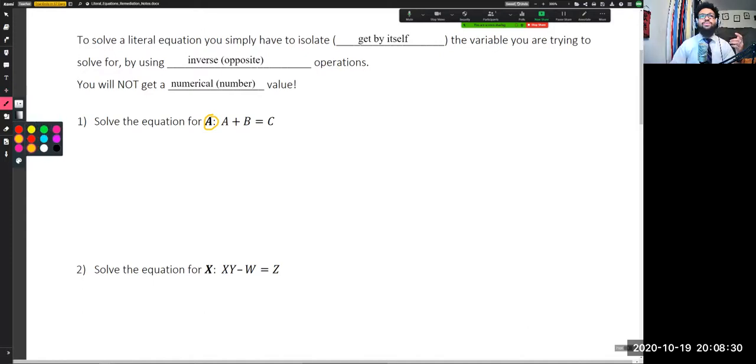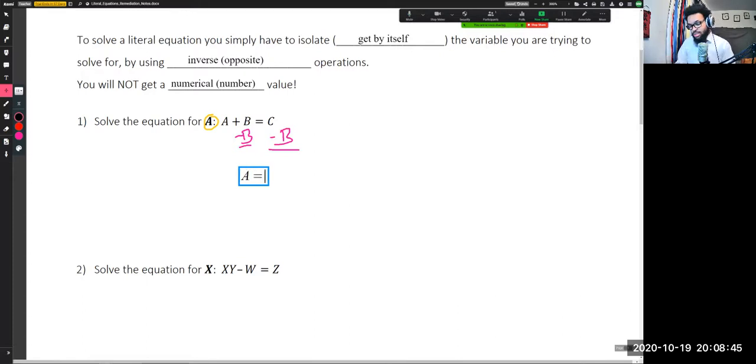So this one is pretty simple. We just need to subtract B on both sides. Minus B, minus B. And what we have after we do that is going to be A equals C minus B. All right, that one wasn't too bad. In fact, it was pretty easy, don't you think? So now let's look at number two.